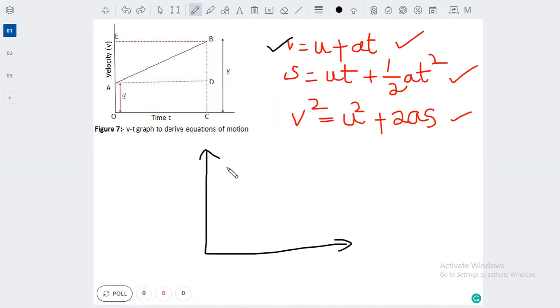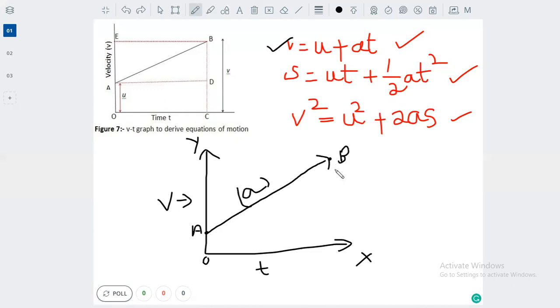This is the velocity-time graph. This is the point O. This is the x-axis and this is the y-axis. The x-axis is taken as time and the y-axis is taken as velocity. This is a graph with non-zero initial velocity. From here I'm drawing a slope, and this slope is nothing but acceleration. Let me name this point A, and this point B.